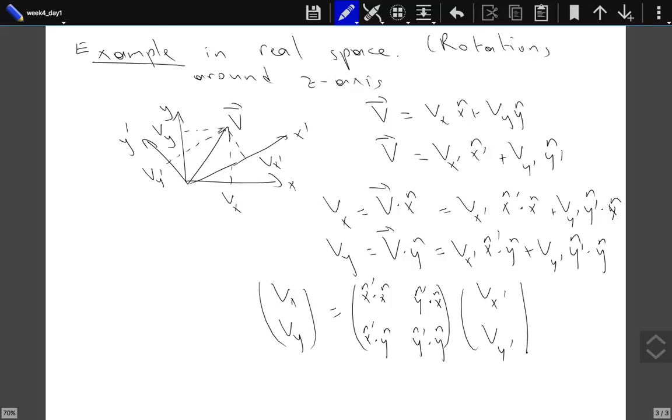So the components of the vector v in one coordinate axis and the other coordinate axis are the same vector. They are different, vx prime, vy prime, vx, vy, but they are related through this relation. This is my operator U. We had already said that the matrix elements of U are nothing but the scalar products of the basis vectors. Exactly the same thing happens in real space.